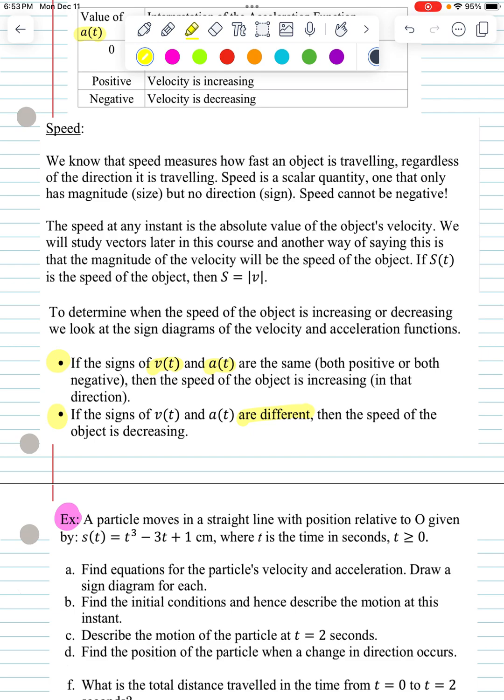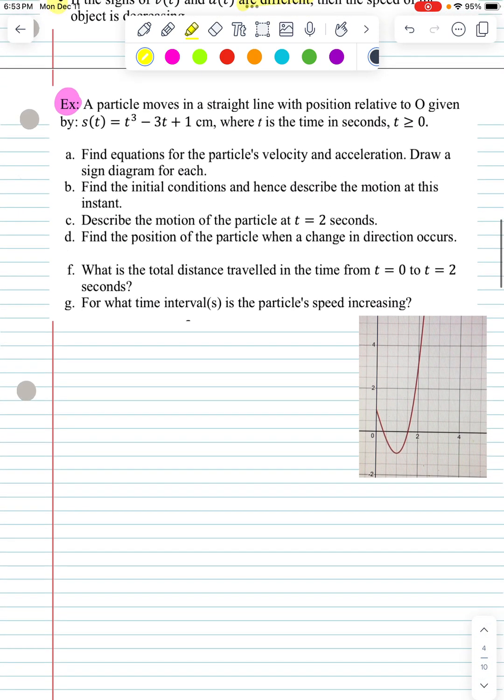Okay. So let's get into our first example here. It says a particle moves in a straight line with the position relative to O given by this function, where t is the time in seconds and t is greater than or equal to 0. As you're doing these problems, I would highly suggest having perhaps Desmos graphing, make a graph of what is happening here so that as you're doing the problem, you can always verify that the things you are finding make sense given the position function originally.